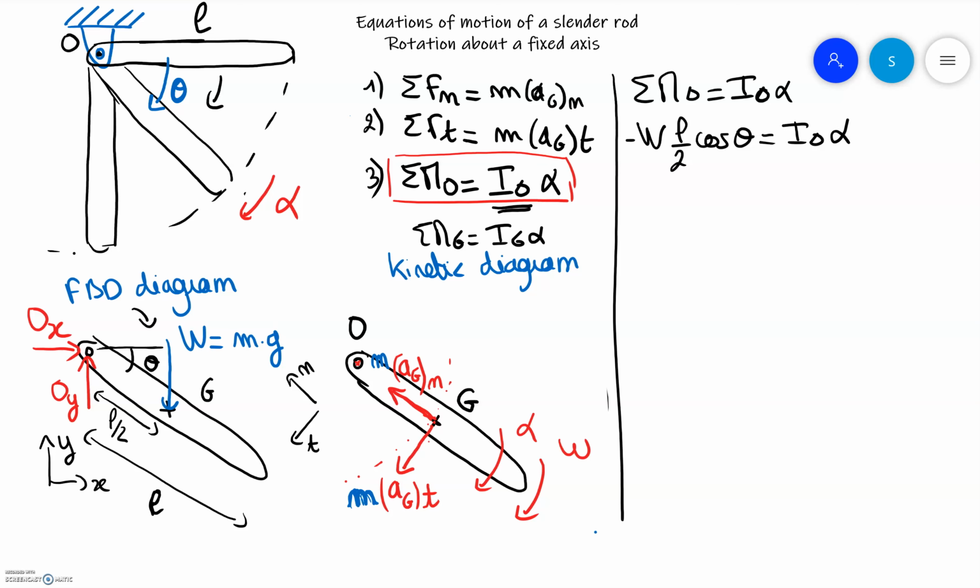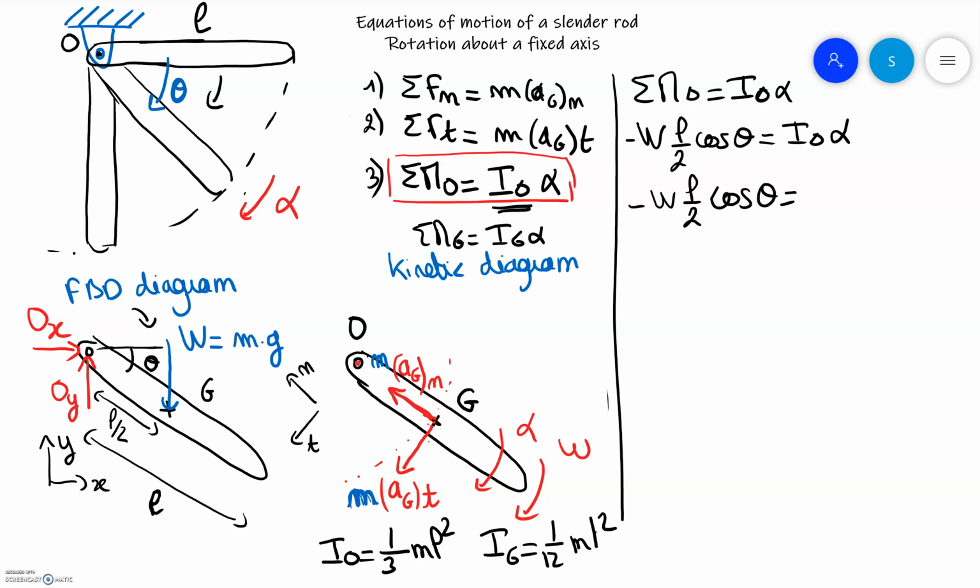How much is I_O if you look at your formula sheet with the mass moment of inertia for a slender rod? I_O is equal to 1/3 of m L squared, or you can use I_G equal 1/12 of m L squared. Let's use right away 1/3 of m L squared, it's given. So we have minus W L divided by 2 cosine theta, it's equal to, when do I include the alpha? Let's do it there. So 1/3 of m L squared, and alpha.